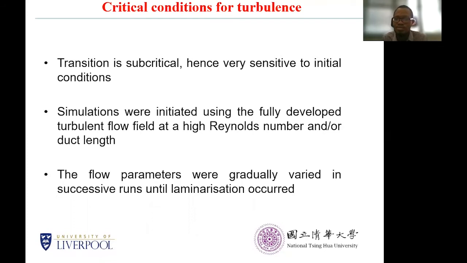And there are different approaches to study laminar-turbulence transition. One approach is to start from a laminar base flow and then introduce a disturbance into the flow and observe the Reynolds number at which the flow becomes turbulent. Another approach is to start from a fully turbulent flow field and then gradually vary the flow parameters, such as the Reynolds number and the length of the duct, until the flow relaminarizes. In this study, we made use of the second approach, that is, we started from a fully turbulent flow.